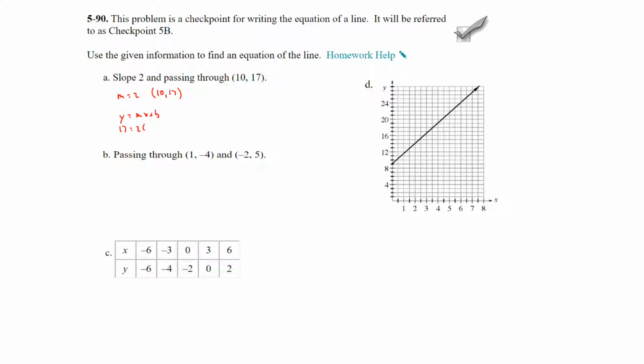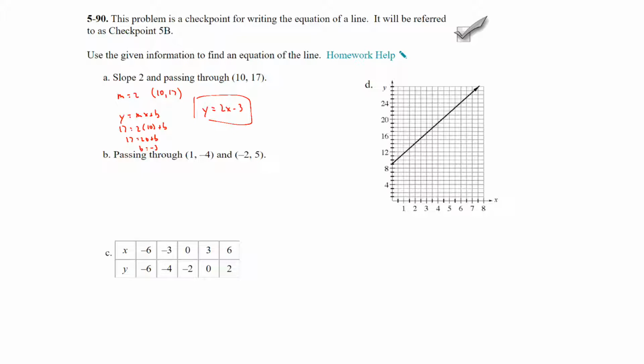17 is equal to 2 times 10 plus b. So 17 is equal to 20 plus b. Subtract 20, and b would be equal to negative 3. So the equation of this line would be y equals 2x minus 3.